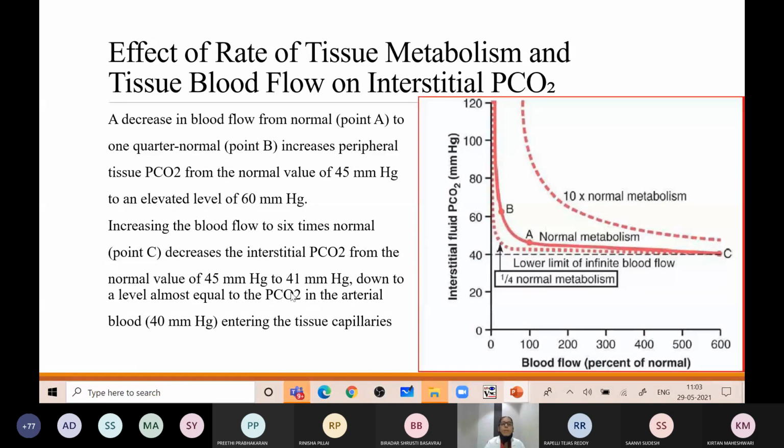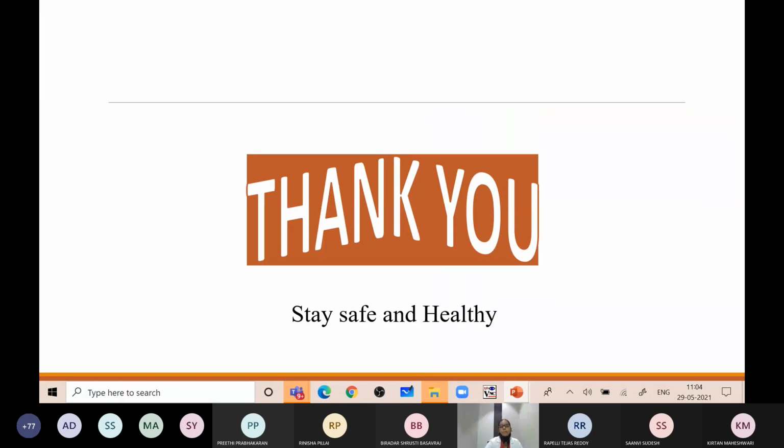So PCO2 level will decrease. That means with normal blood flow, interstitial fluid PCO2 will be normal. If the blood flow decreases, interstitial PCO2 will increase. If blood flow increases, interstitial PCO2 will decrease. That's the meaning of this graph, and this is the effect of metabolism on our PCO2 level in interstitial fluid. Okay, so that is about the carbon dioxide transport and oxygen transport in our blood.